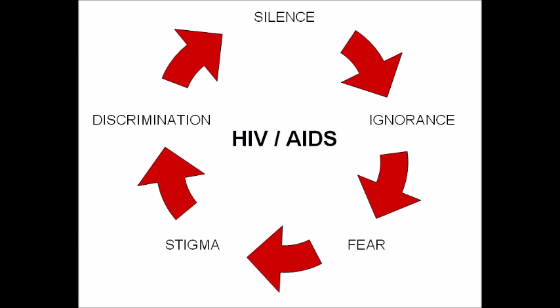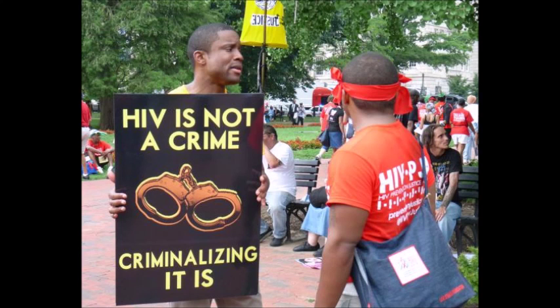Stigma and discrimination are not only an effect of HIV, but are also obstacles to prevention. There's a negative attitude toward those infected as well as those living with AIDS. In a study by the U.S. National Library of Medicine in Liuzhou, China, 18% of participants said that people living with HIV should be punished, and 40% agreed that people living with HIV should be isolated.